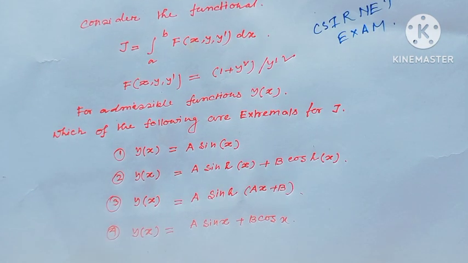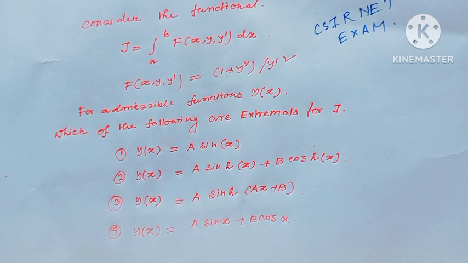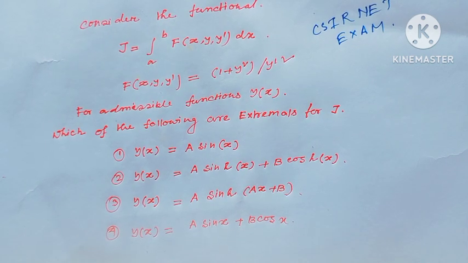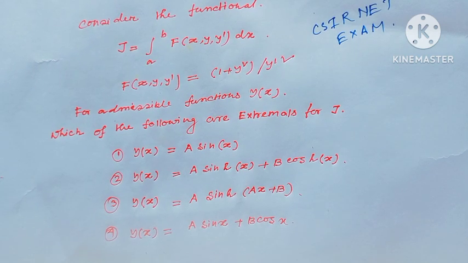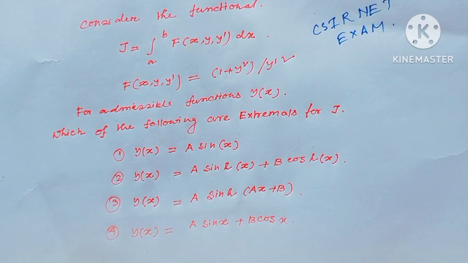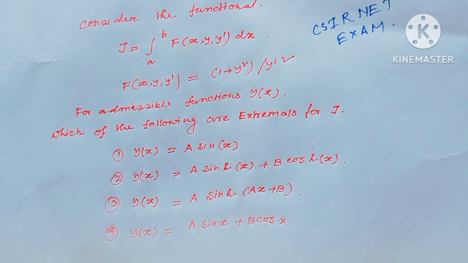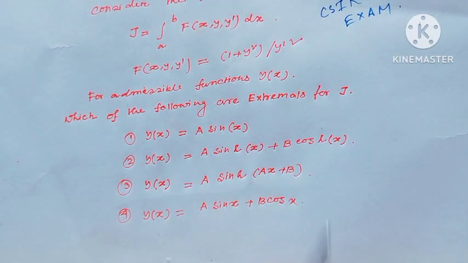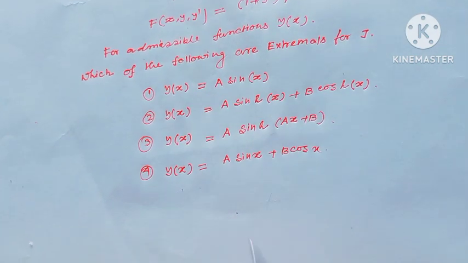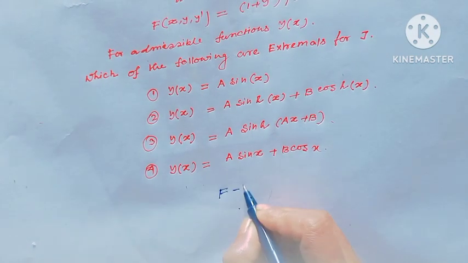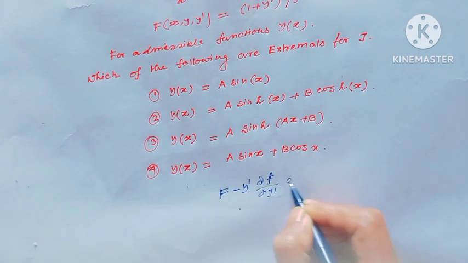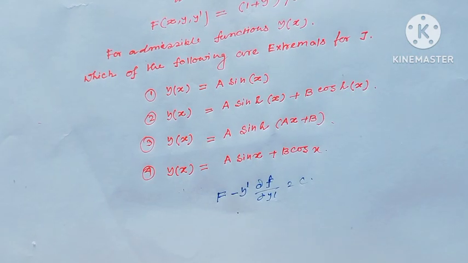The question is, here the functional is the integral of (1 plus y square) over (y prime) whole square, for admissible functions y(x). Obviously, this function is absent of x, and when the functional is absent of x, then we all know the Euler equation is f minus y prime del f del y prime equal to constant c. This would be the Euler equation.